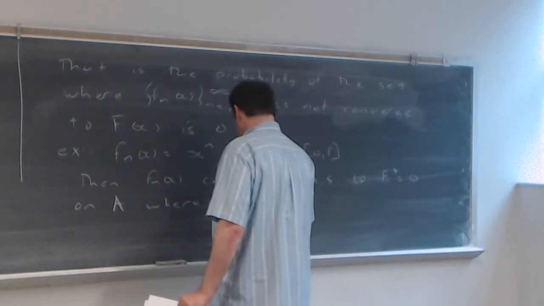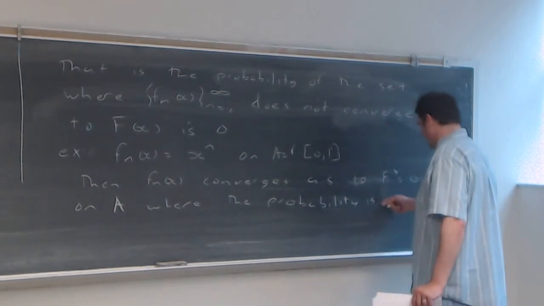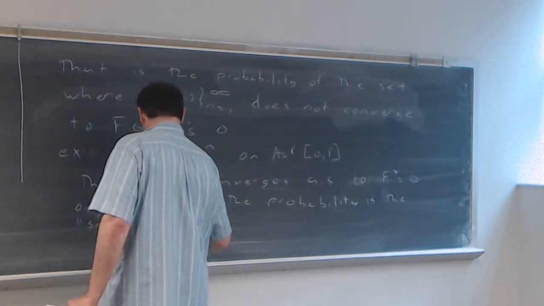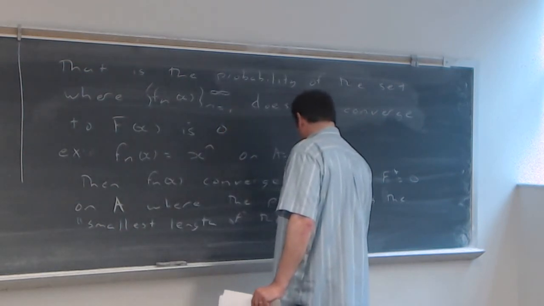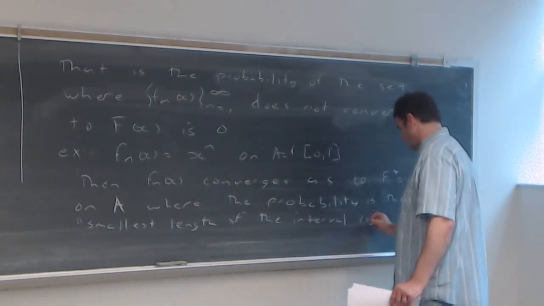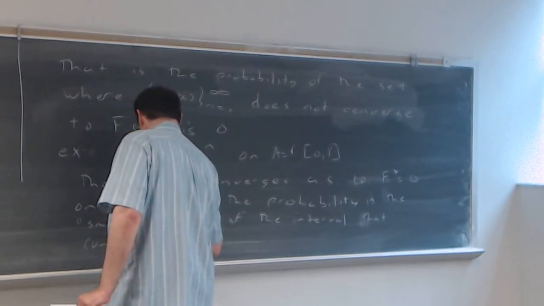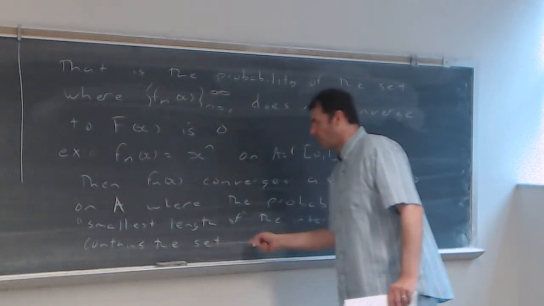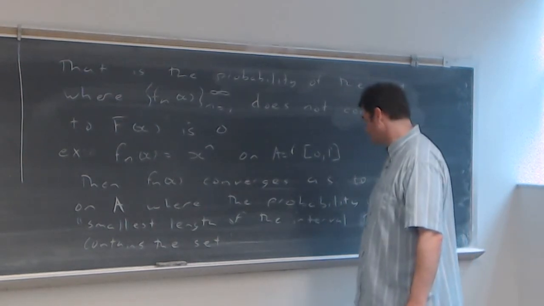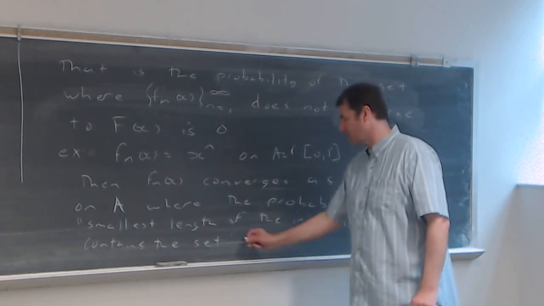the probability, it's not exactly right, is the smallest length of the interval that contains the set. That's the way we're going to define the probability of a set. It's the length of the smallest interval, if you will, that contains the set.